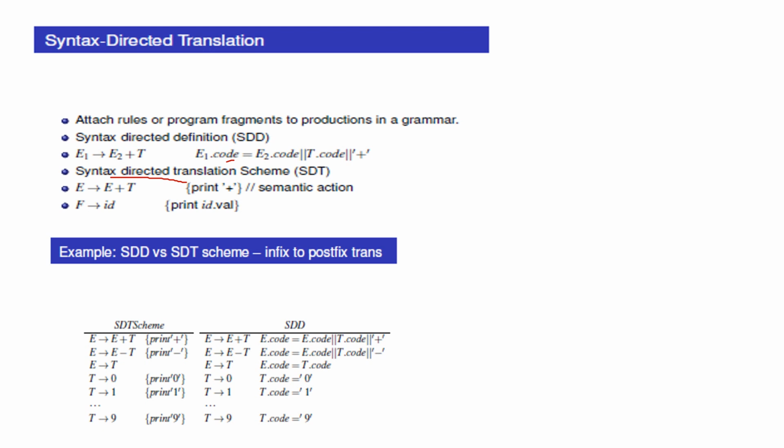Commonly we can say everything is SDT to generate a 3 address code, and SDT is mainly for showing the 3 address code, the approach to show the 3 address code. We are using SDT.